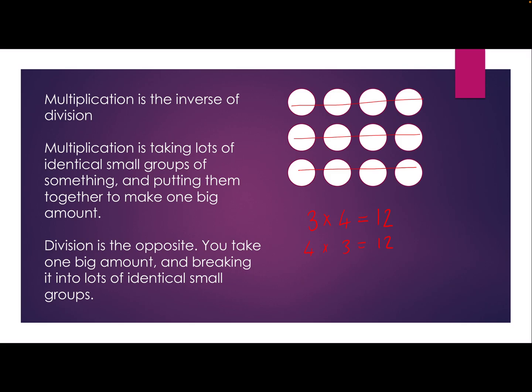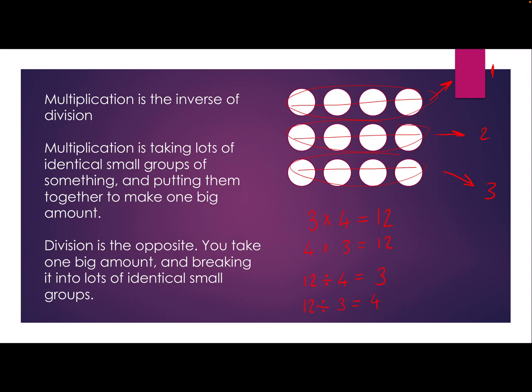Division is the opposite. It's taking this array and breaking it back up into bits. I know I have 12 things, and I know that everybody needs to have 4 each. Well, how many groups can I make? I can make 1 group, 2 groups, 3 groups of 4. It can go the other way. I've got 12 things, I want to share them between 3 people. How many will they each get? One person will get that, one person will get that, one person will get that. They will each get 4.